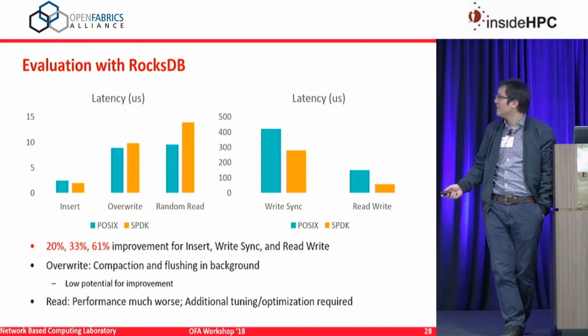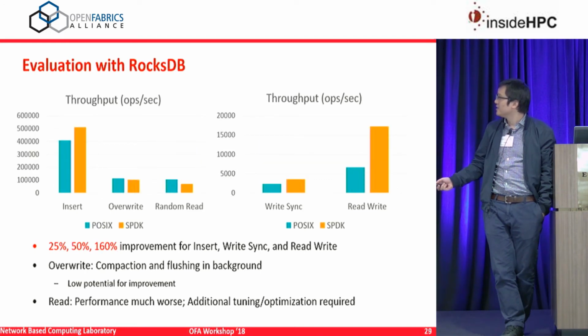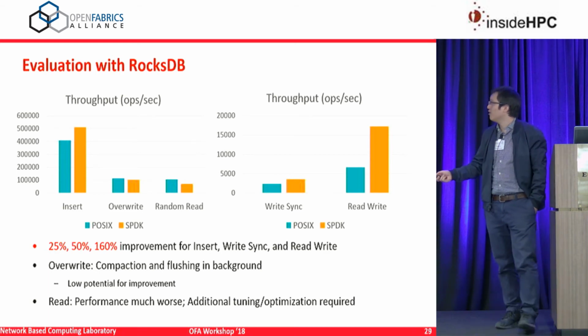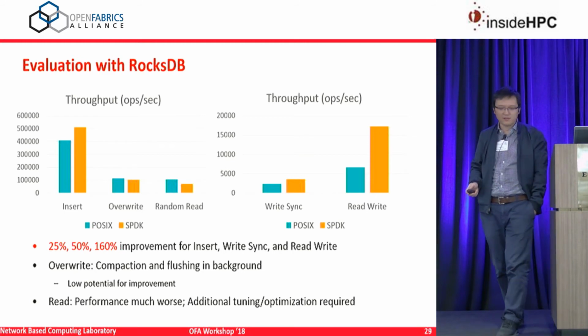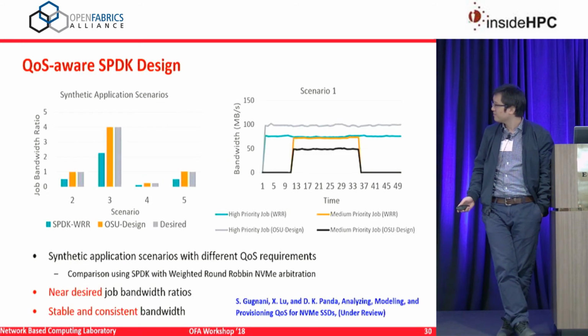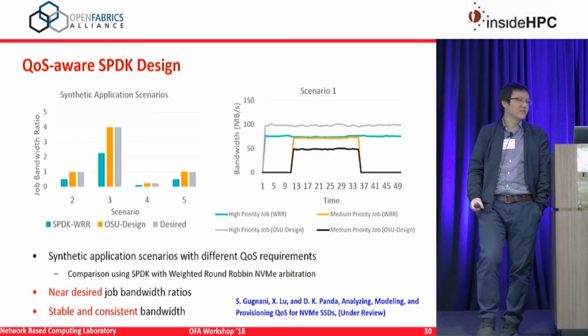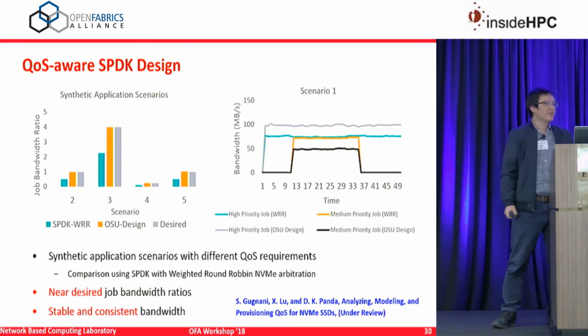That was latency, and this is throughput. Similarly, it's good. For insert, higher is better, and write sync and read write are also better. But for overwrite and random read, there is some overhead. So that's about performance. Now, another thing is about QoS.